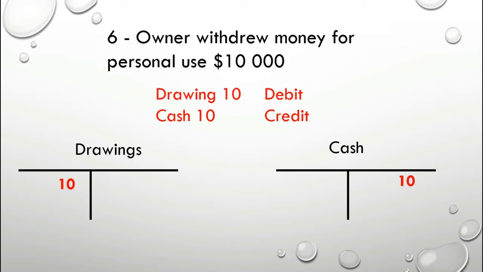So reduction in capital is always debited. So we can go to the drawings account and debit 10,000. So these drawings will be set off against the capital when we are making the balance sheet that we will learn in future. So here capital is reducing and cash is reducing.